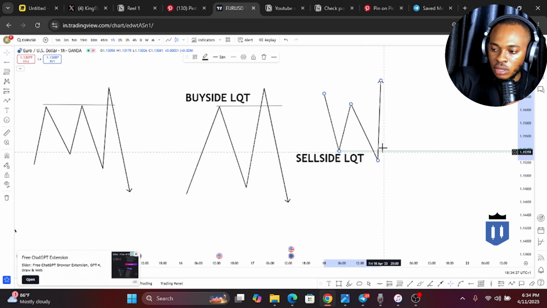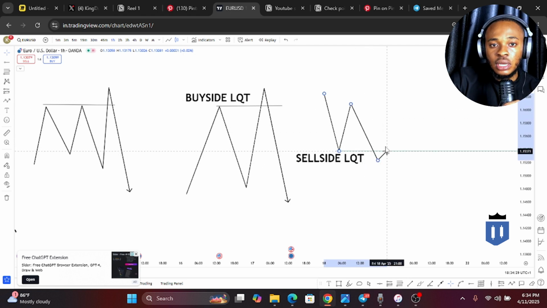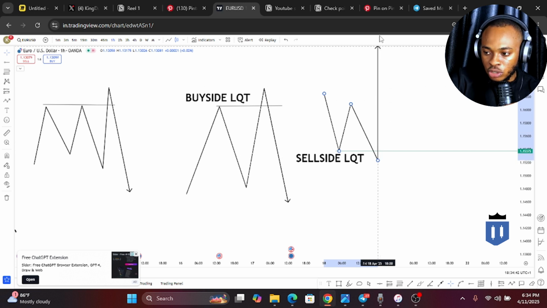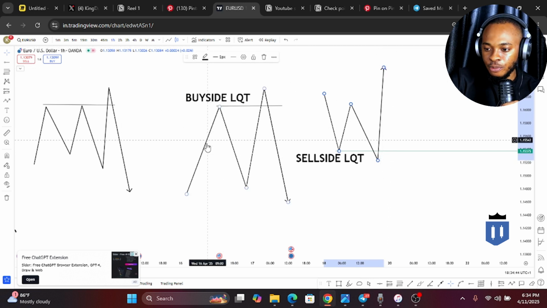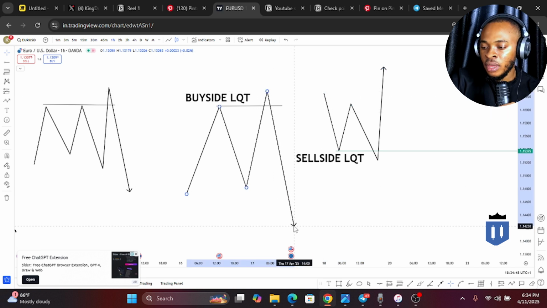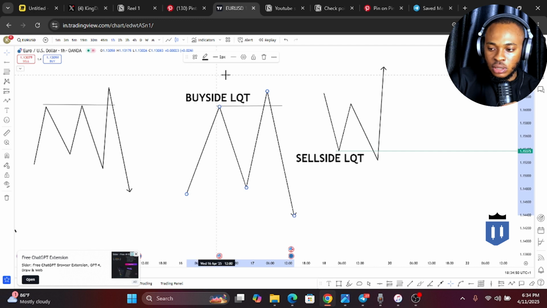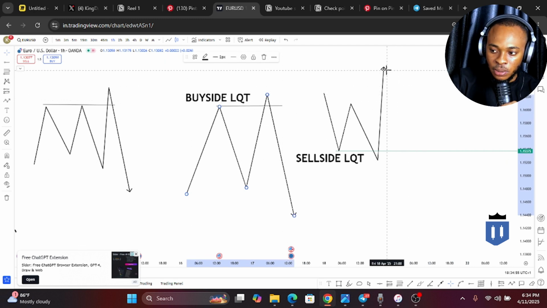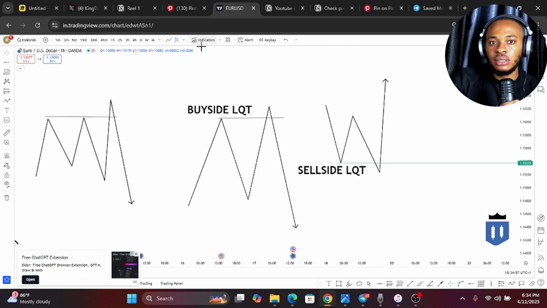Okay, very simple. So what does sell side liquidity do? If price takes out the sell side liquidity, it reinforces bulls, like it pushes price up for a reversal higher, and if price takes out a buy side liquidity, it pushes price lower. Okay, so how do you know what buy side liquidity price will reverse from and what sell side liquidity price will reverse from? Now that's the main intent of this video.